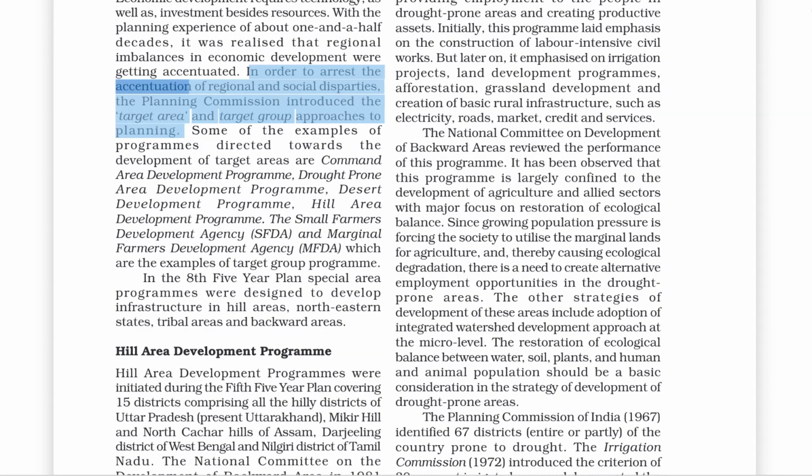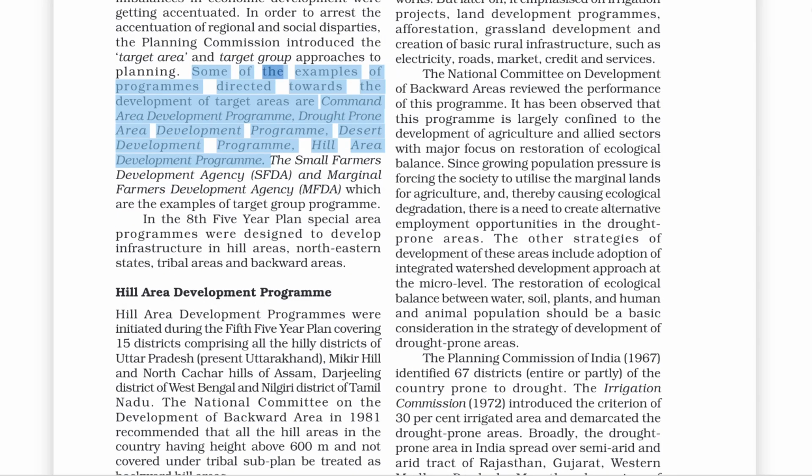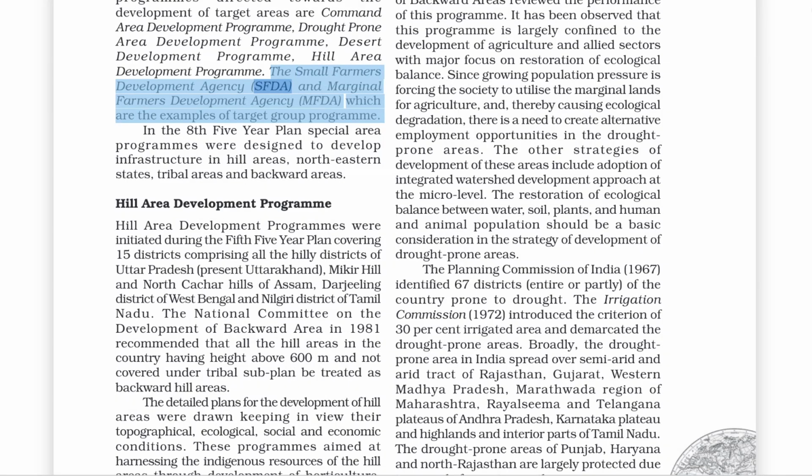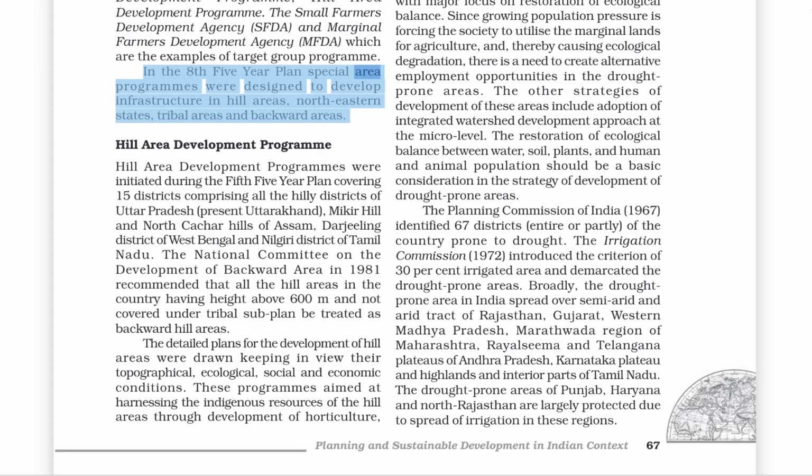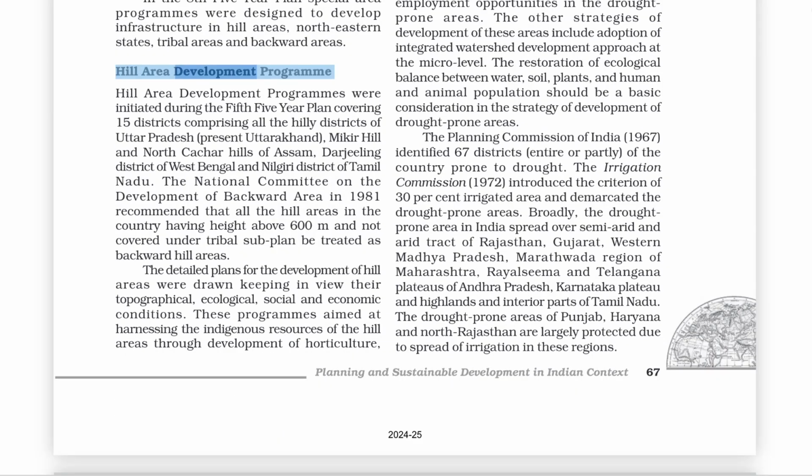In order to arrest the accentuation of regional and social disparities, the Planning Commission introduced the target area and target group approaches to planning. Some of the examples of programs directed towards the development of target areas are Command Area Development Program, Drought-Prone Area Development Program, Desert Development Program, Hill Area Development Program. The Small Farmers Development Agency, SFDA, and Marginal Farmers Development Agency, MFDA, are examples of target group programs. In the 8th five-year plan, special area programs were designed to develop infrastructure in hill areas, northeastern states, tribal areas, and backward areas.